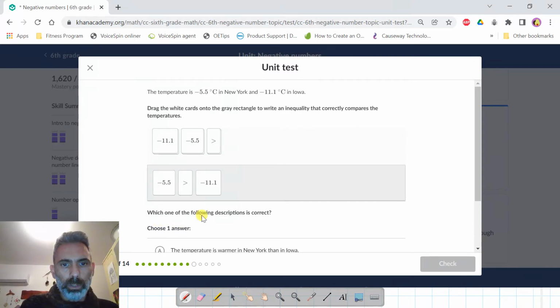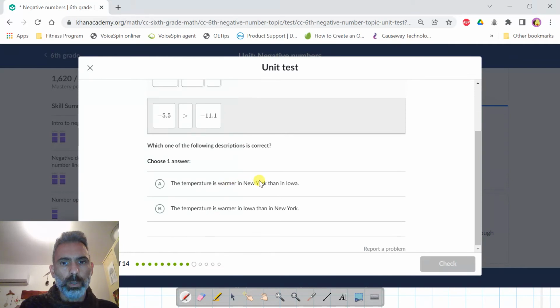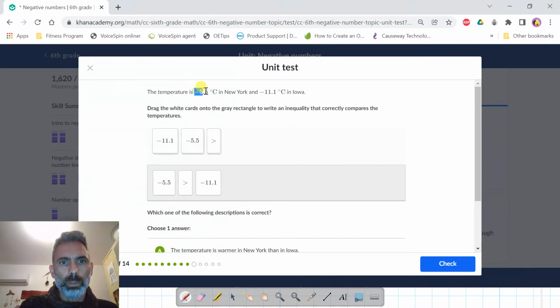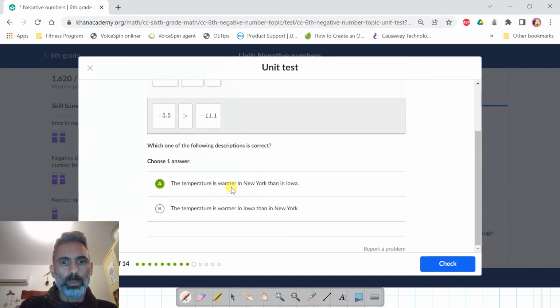Which of the following descriptions is correct? The temperature is warmer in New York than in Iowa. Yes, because in New York it is negative 5.5 and Iowa is colder because it's less than the temperature in New York. So the temperature is warmer in New York than in Iowa.